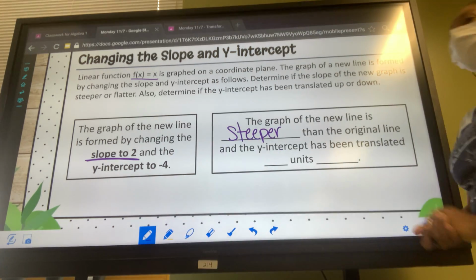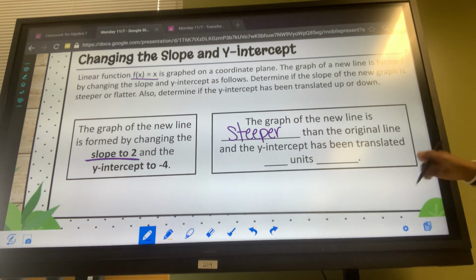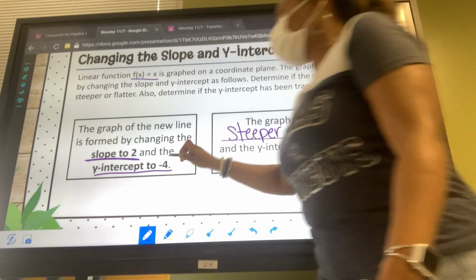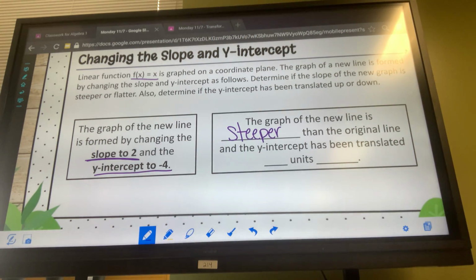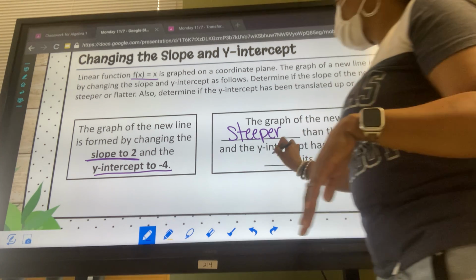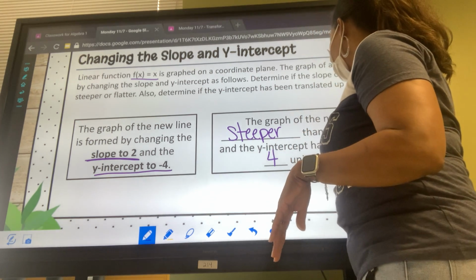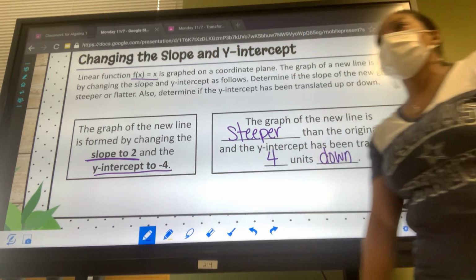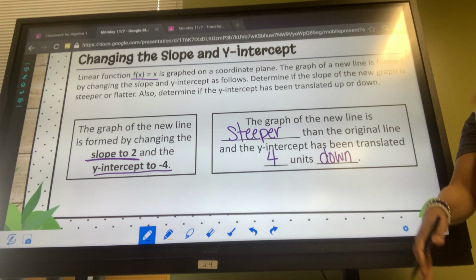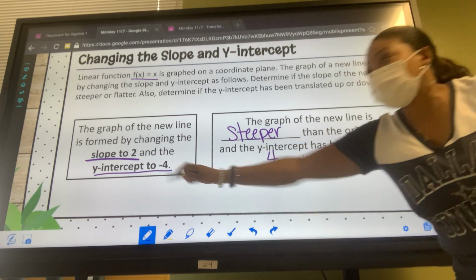than the original. Okay, and my y-intercept went from, what did it start at? 0, and it went to -4. So if I'm at 0 and I go to -4, going down, so it's 4 units down. Down. Easy.